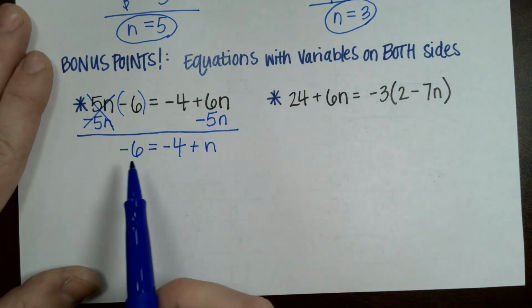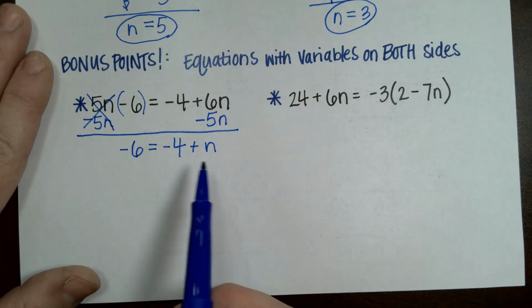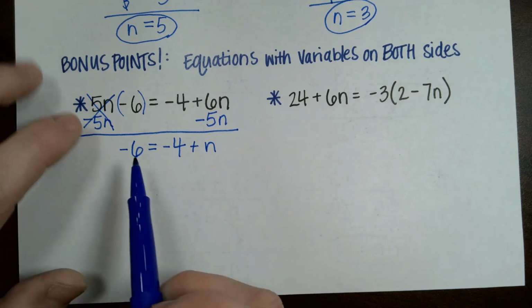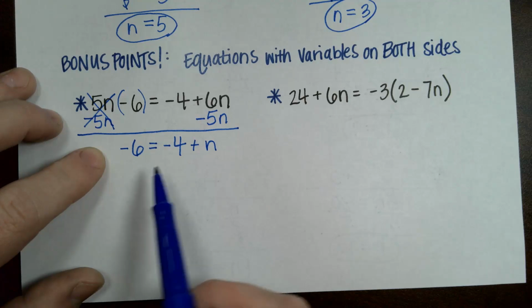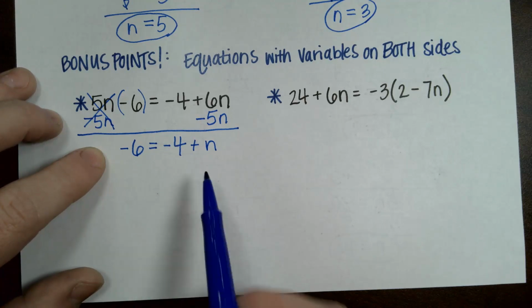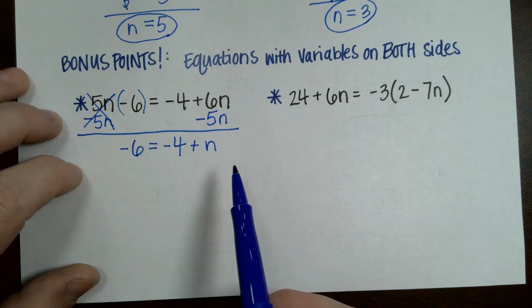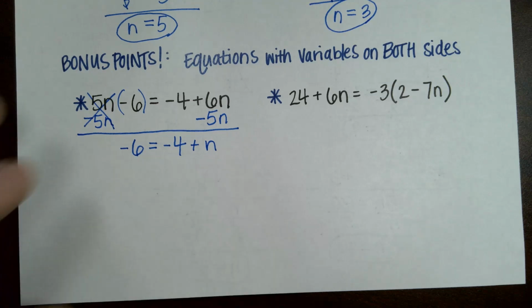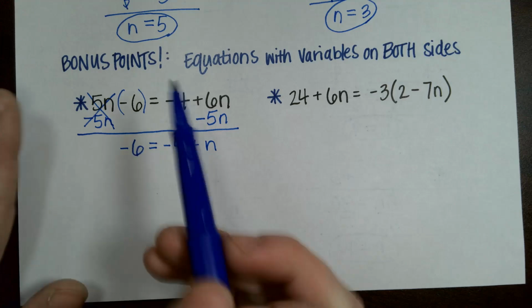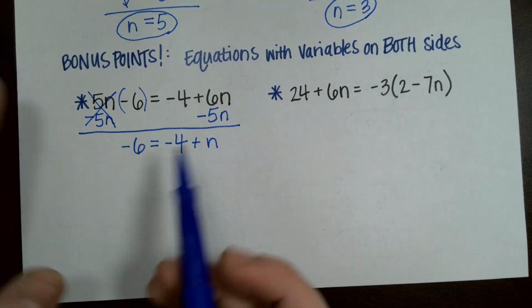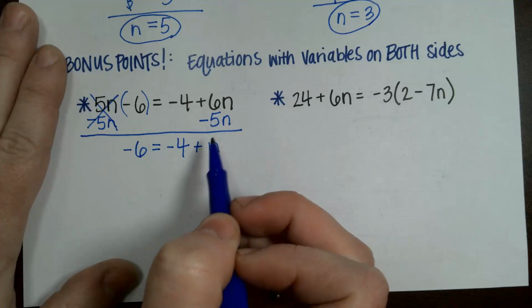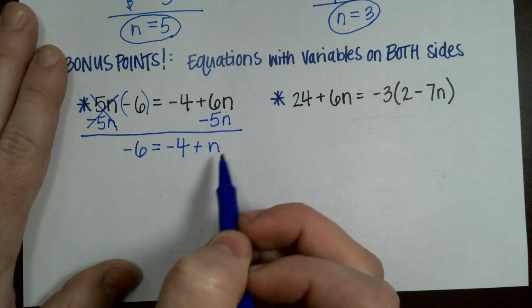So let's think about it. If I add 6 on both sides, then I would have 0 equals 2 plus n. Is that going to help me get closer to my answer? It could, but we would still have to get that 2 back over here. What we want to do is get n by itself.